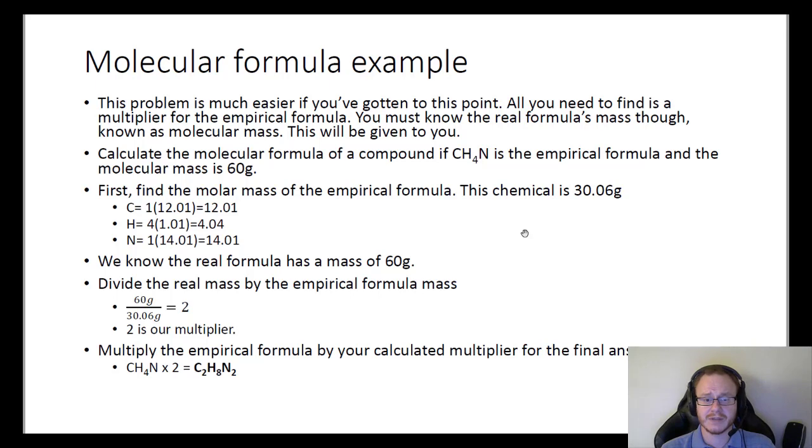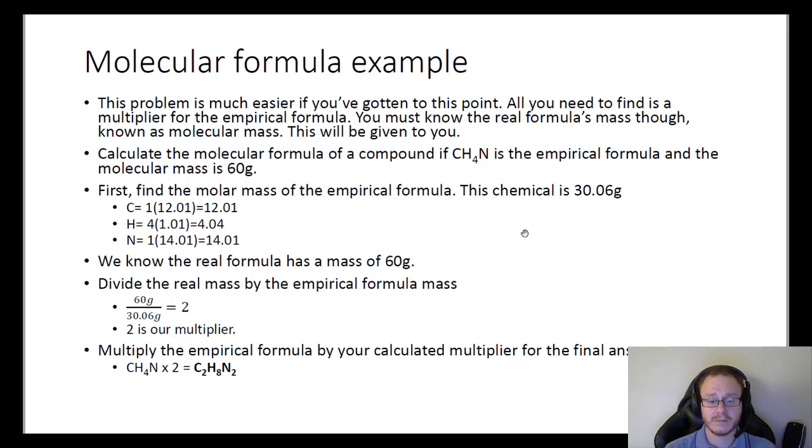So let's calculate the molecular formula of a compound with empirical formula CH4N. We know the empirical formula is CH4N, and we know the molecular mass, the real mass, is 60 grams. First things first, I need to find the molar mass of the empirical formula. I take all the carbons, all the hydrogens, and all the nitrogens, and I add it all up together. For this chemical, it's 30.06 grams. But we know the real chemical has a molar mass of 60 grams.